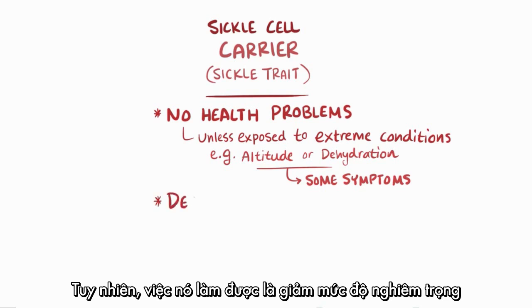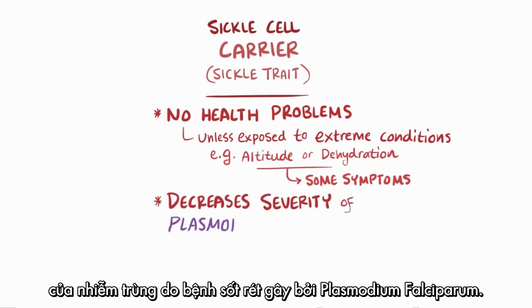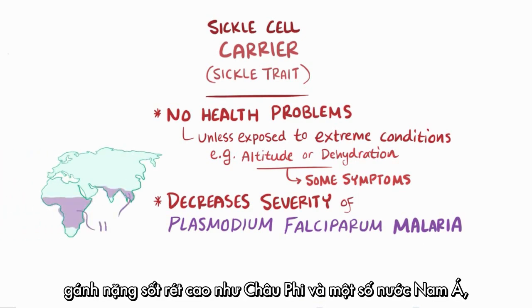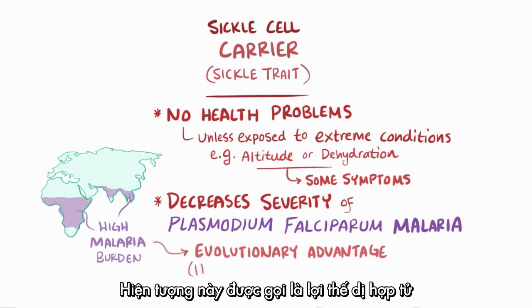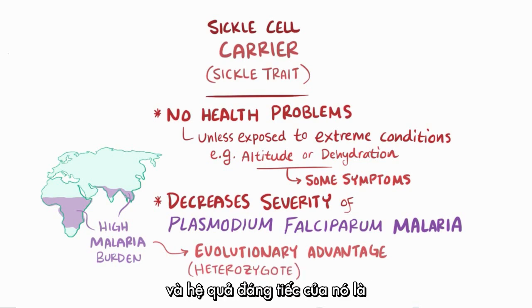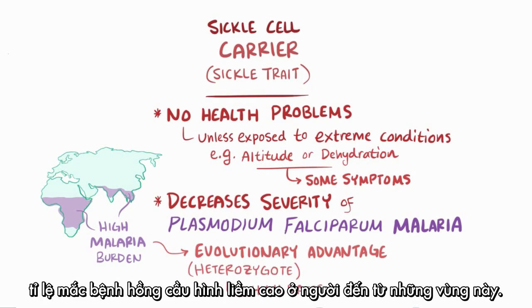What it does do is decrease the severity of infection by Plasmodium falciparum malaria. So in parts of the world with a high malaria burden, like Africa and pockets of Southern Asia, those with sickle trait actually have an evolutionary advantage. This phenomenon is called heterozygote advantage, and its unfortunate consequence is a high rate of sickle cell disease in people from those parts of the world.